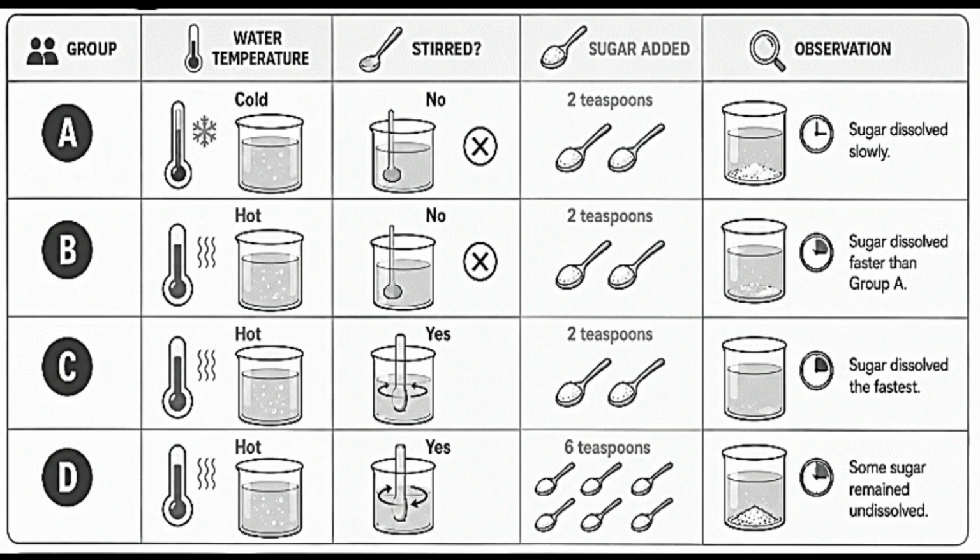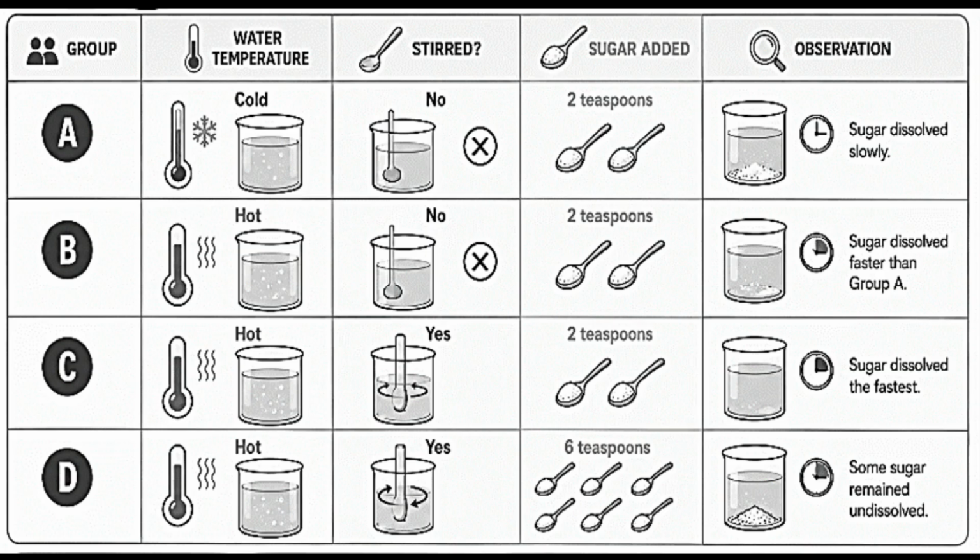Look at the chart in front of you. We have 4 groups, A, B, C, and D. Each group is creating a solution. Now, what's a solution? A solution is when one substance, like sugar, dissolves completely into another substance, like water. The sugar is called the solute, and the water is called the solvent.